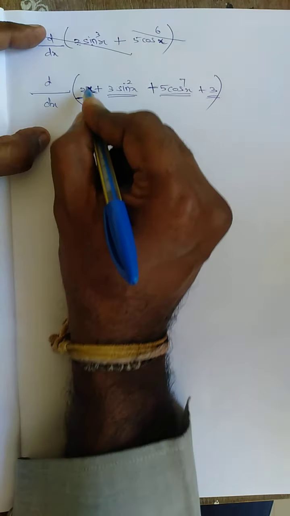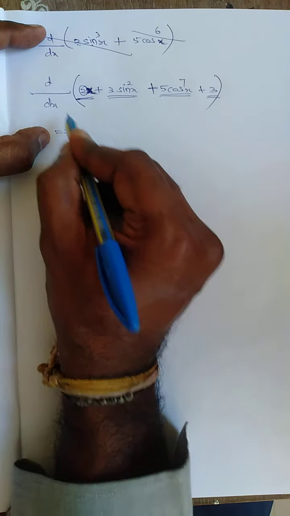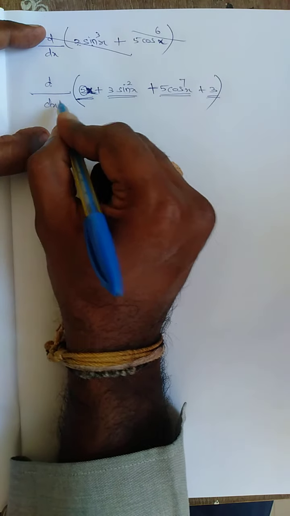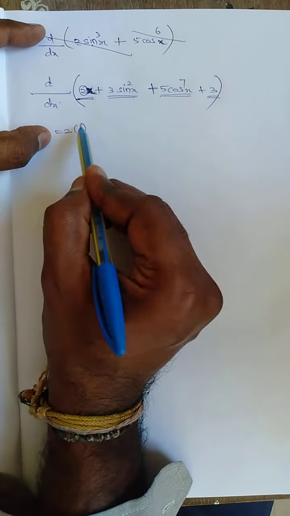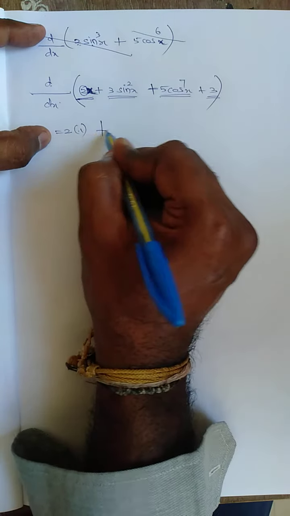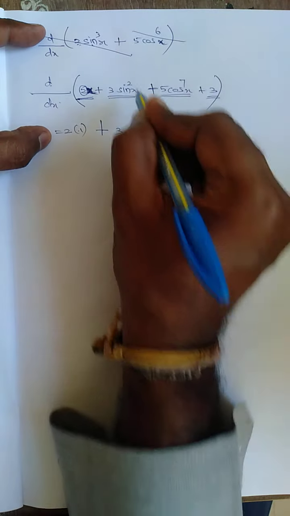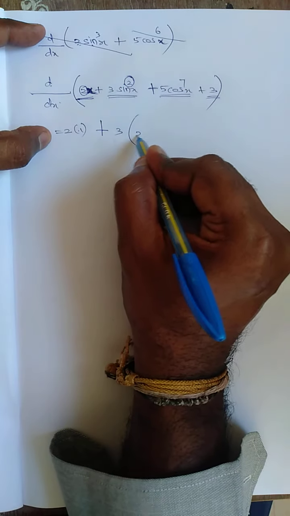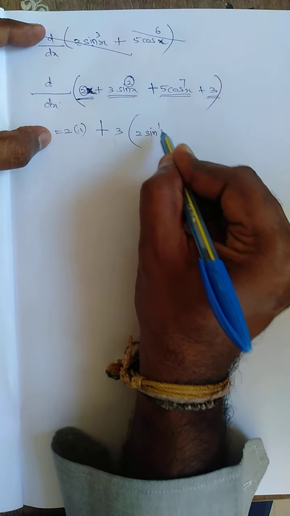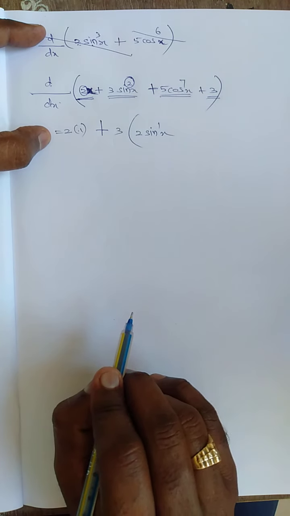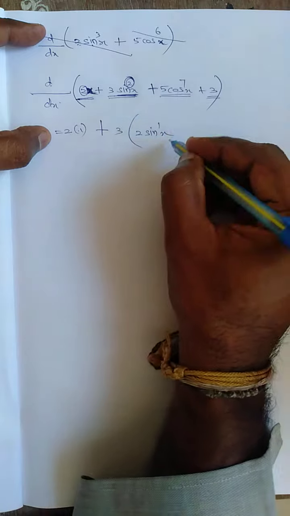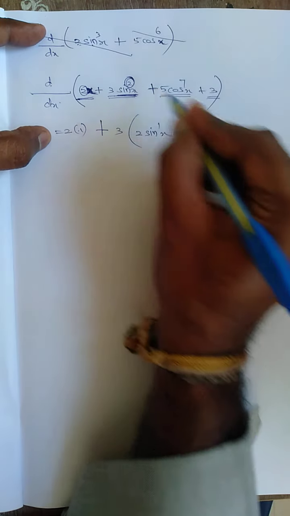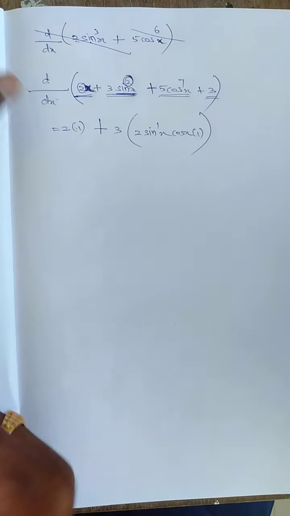First, 2x: 2 is a constant, put as it is. Differential of x with respect to x is nothing but 1. So I told you x differential is always 1. Plus 3 is a constant, put outside. First differentiate the power, bring down the power, 2 sin, reduce the power, that is 2 minus 1 is 1. I differentiate only the power, still sin remains. Differential of sin x is cos x. X differentiates to 1. You want to do this properly.